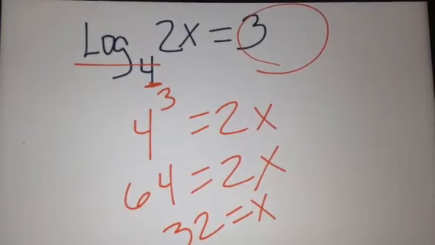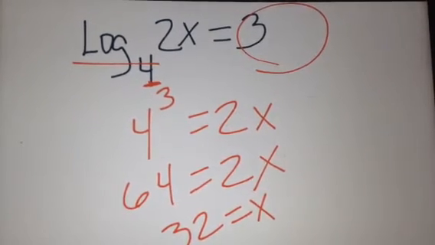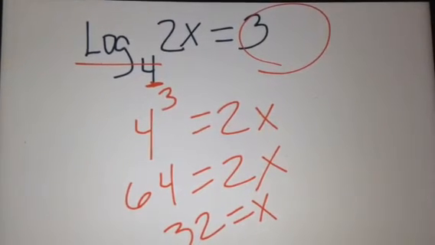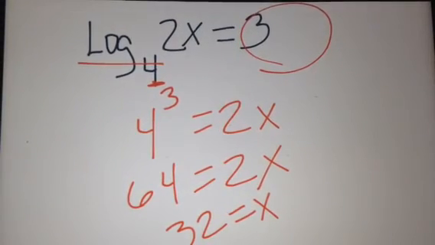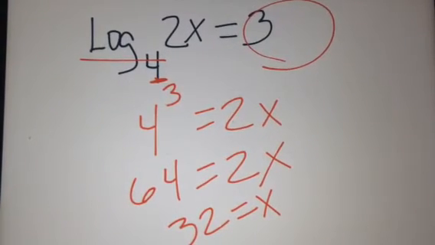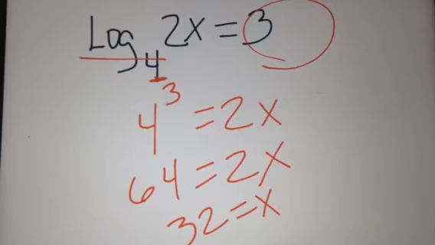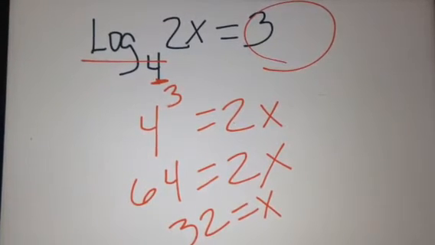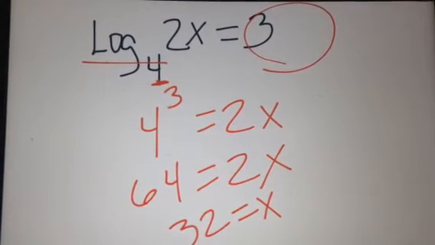You've got to keep that in mind, that if there is a log on both sides, you consolidate, so there's just one log on each side. Cancel the log, make an equation. If there's only a log on one side, you have to change it to exponential. Then you have an equation to solve.